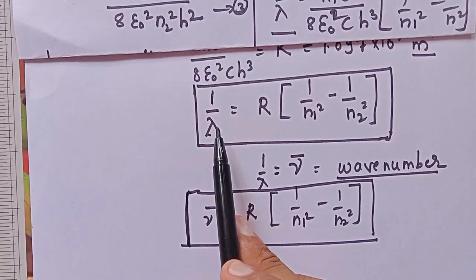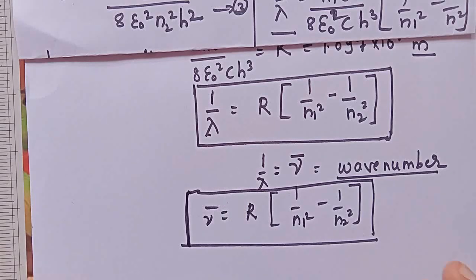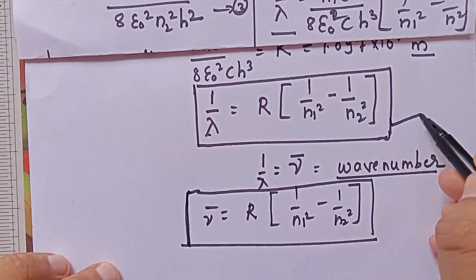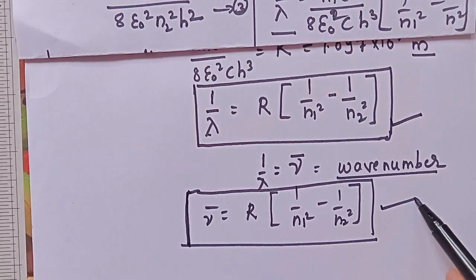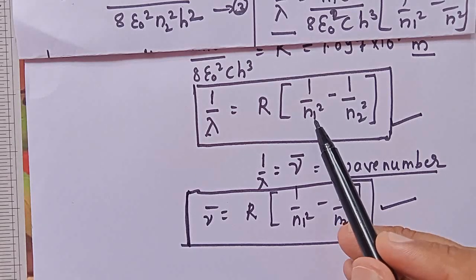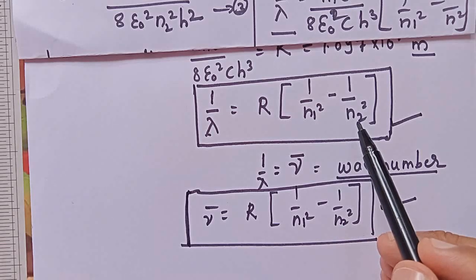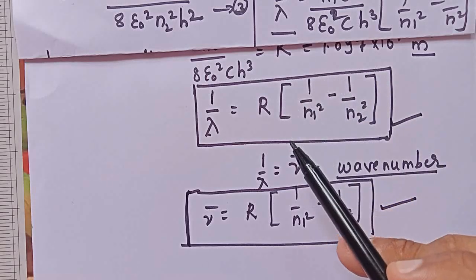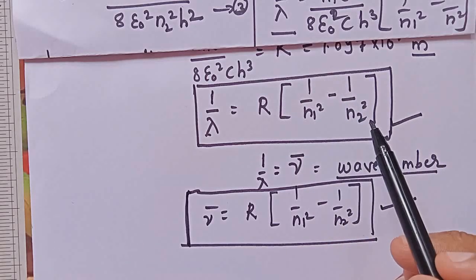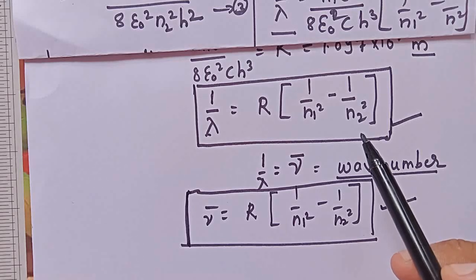Most of the time we use the expression of the wavelength, to calculate the wavelength of the spectral line. In terms of the Rydberg constant we have written here: 1 by lambda is equal to R into 1 divided by n1 square minus 1 divided by n2 square. So here n1 is the initial state and n2 is the final state, and the transition takes place between the two energy levels. So n1 and n2 are the orbits of the energy levels.